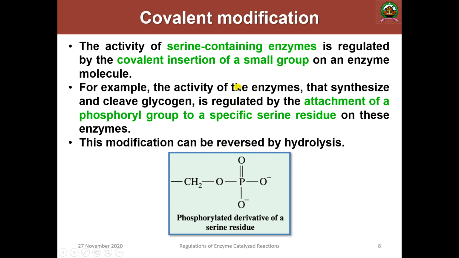So serine-containing enzymes mainly do this process by adding certain small molecules such as a phosphate group to the binding site or the active site of the enzyme. That site is modified, the substrate cannot bind to the active site, and the enzymatic activity cannot continue. So this is the next important mechanism.